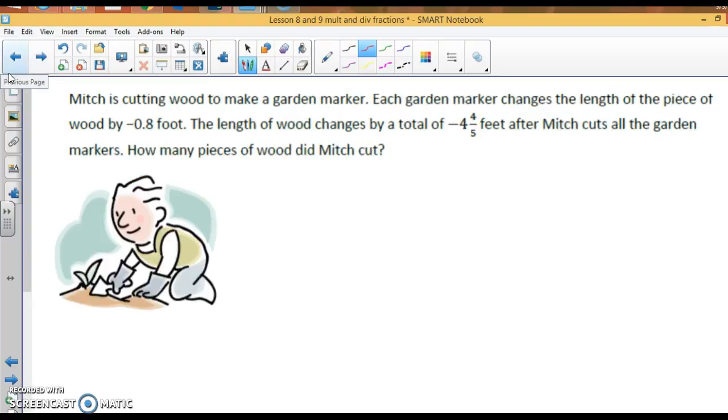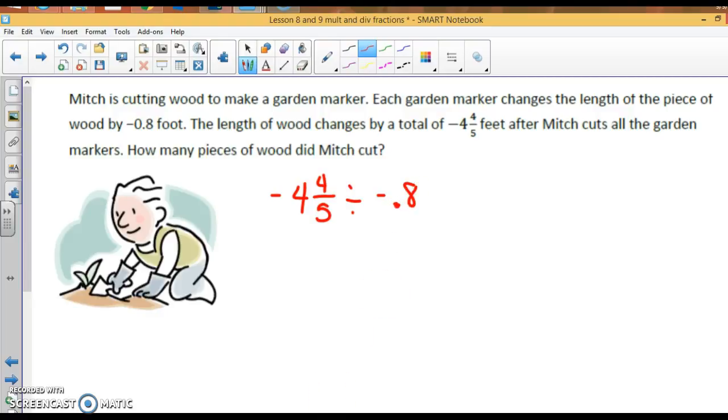Mitch is cutting wood to make a garden marker. Each garden marker changes the length of the piece of wood by -8/10 of a foot. The length of the wood changes by a total of -4 4/5 feet after Mitch cuts all the garden markers. How many pieces? So this is our total change, and this is how much each one was. So I'm going to figure out by dividing. So -4 4/5 divided by -8/10.